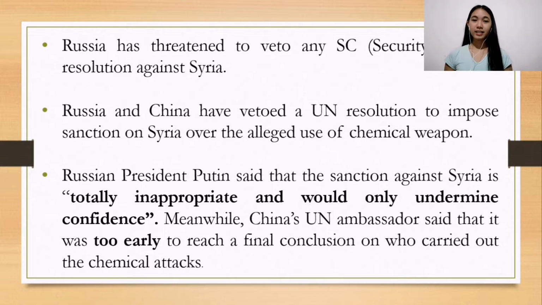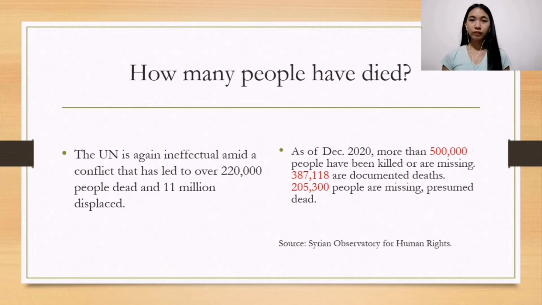Russian President Putin said that sanctions against Syria are totally inappropriate and would only undermine confidence, meaning Syria will only look less powerful and weak if they go on with the UN resolution. Meanwhile, China's UN ambassador said that it was too early to reach a final conclusion on who carried out the chemical attacks. So that's the reason why they vetoed the UN resolution. The UN is again ineffectual amid a conflict, meaning they couldn't find a way to put the war to an end. That has led to over 220,000 people dead and 11 million displaced.